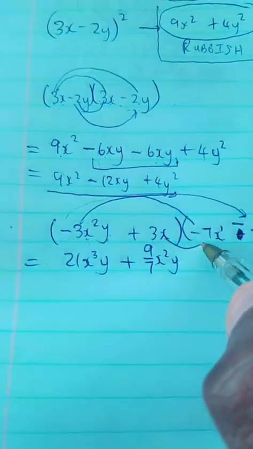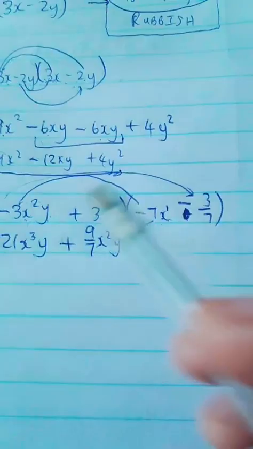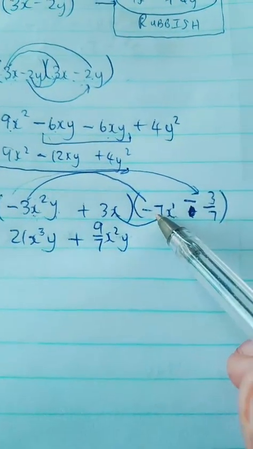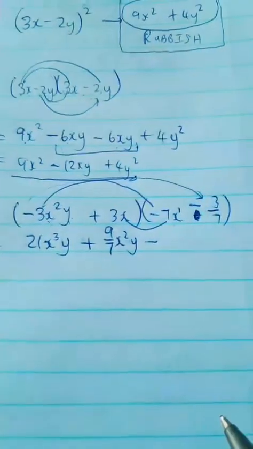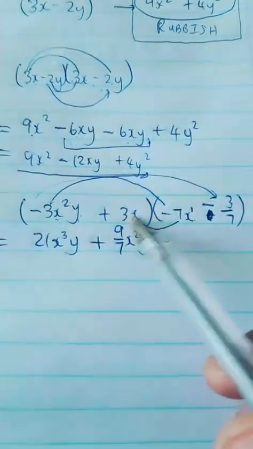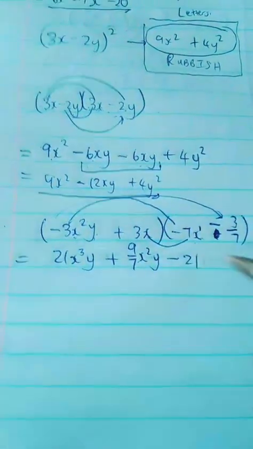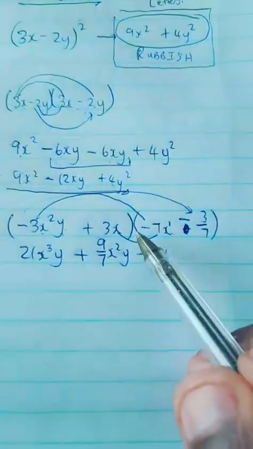Okay? All right? Then let's move. 3x now we have to multiply with negative 7x. Positive times a negative, we start with the sign, is negative. We move on to the number. 3 times 7, 21. We move on to the letter.